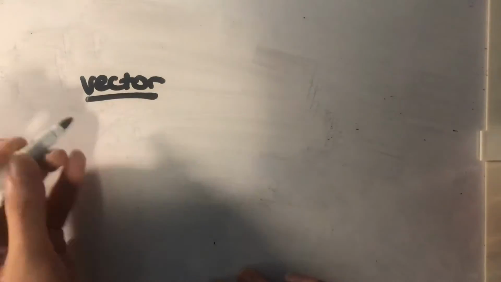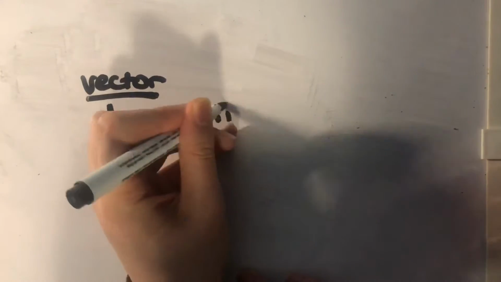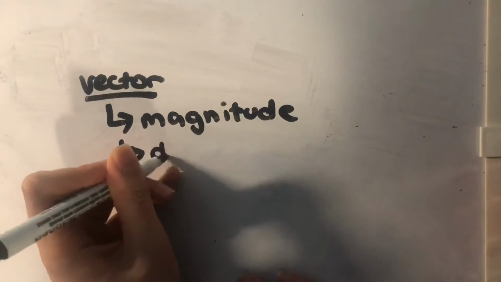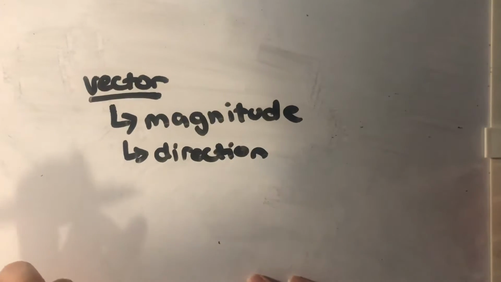I just wanted to take this video as an intro to vectors, just like a brief overview of the first unit. And I thought a good way to do that is just to give a simple definition of what a vector is. So a vector is a quantity with both magnitude and direction. So cool. What does that mean?